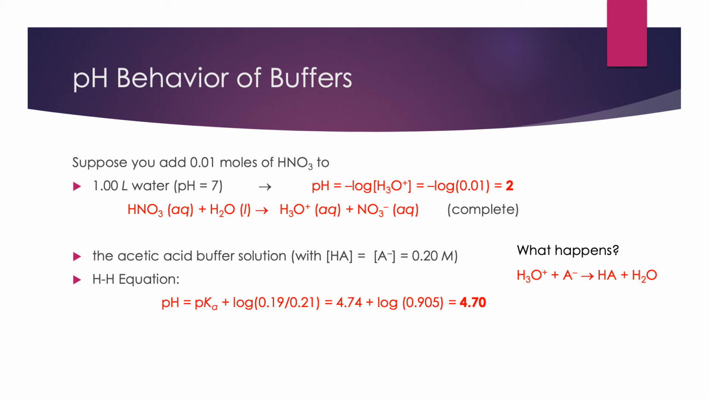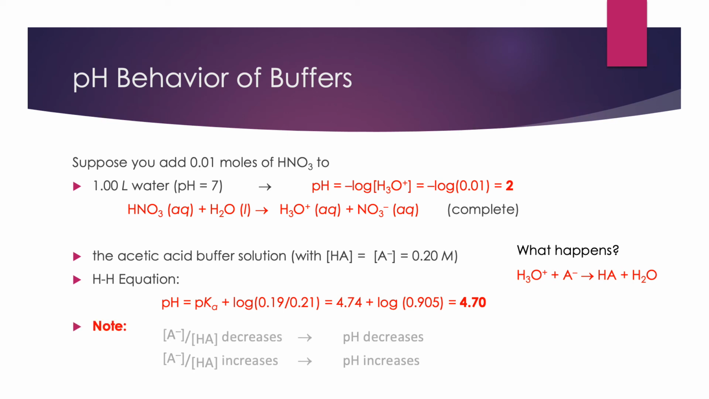Sorry about the typo on the slide. It should just be equals 4.70. So what has the net effect been? Well, in the case of adding the nitric acid to the water, it changed the pH by 5 pH units. That's a big change. In the case of the acetic acid buffer solution, it changed the pH from 4.74 to 4.70. So it's only changed the pH by 0.04 units, a very small change.